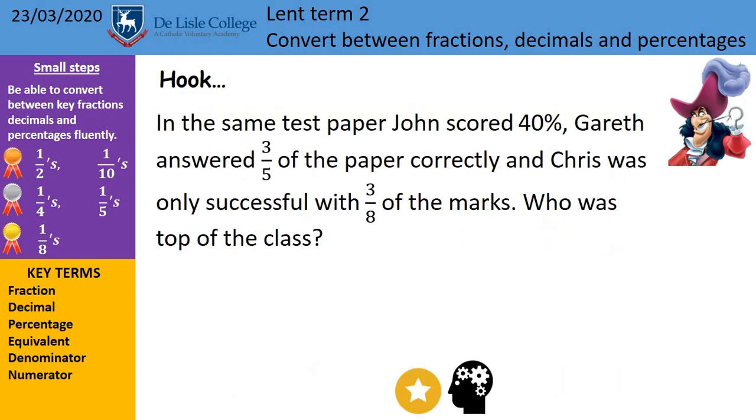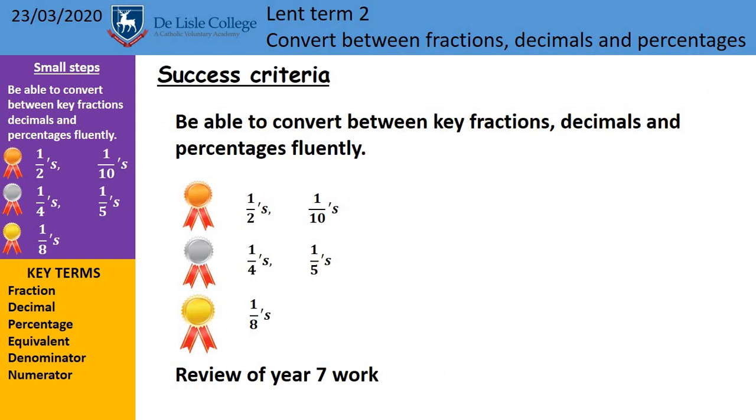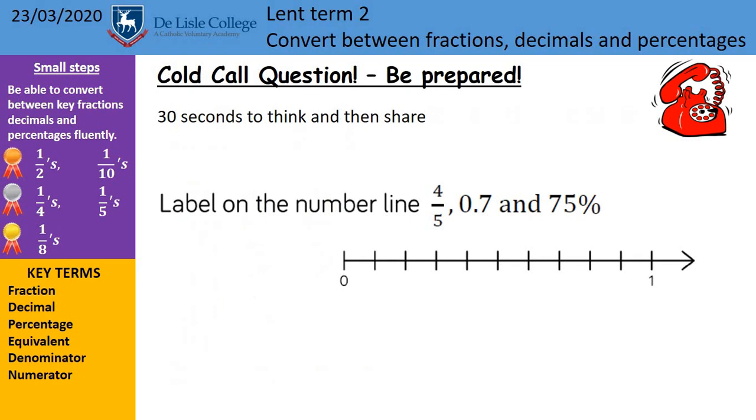Today's hook question focuses around percentages and fractions. You may choose to look back at this later and answer the key questions below once we've been through today's lesson. Our success criteria today is a review of Year 7 work, so some of you may choose to spend a little bit longer on this than others depending on how confident you feel. So your bronze criteria is to be able to convert fluently between halves and tenths as fractions, decimals, percentages. Silver is to convert quarters and fifths, and gold is to convert eighths into decimals and percentages. Here's your first cold call question, another question that you may choose to look at to stretch and challenge you a little later on once you feel confident with the content.